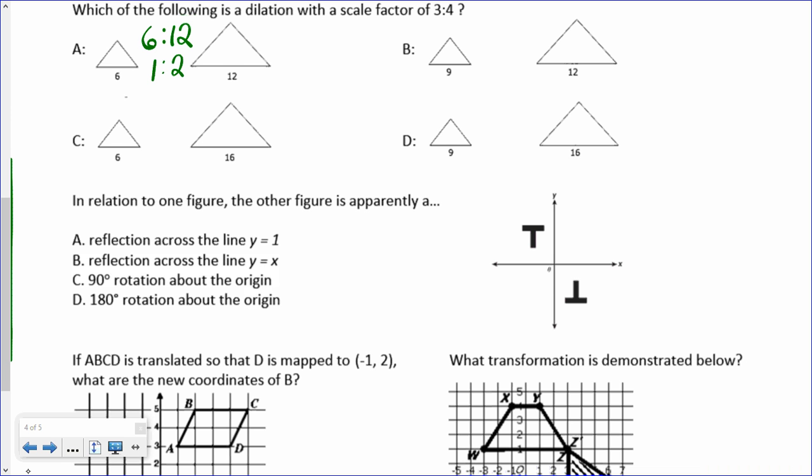So 6 to 12 simplifies to 1 to 2. Is that a 3 to 4 relationship? No. All right. Let's take a look. What about this one? 6 to 16. What would that simplify to? 3 to 8. Is that 3 to 4? Can I simplify it any more to make it that way? No. What about this one? 9 to 12, which would simplify to 3 to 4. Is that the one I want? Yes, it is. So you have to make sure the ratio is in simplest form. Just simplify it down.